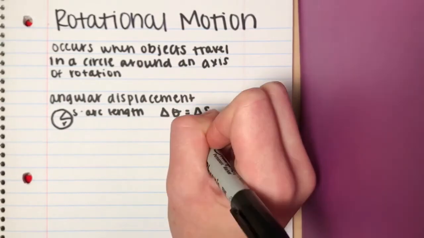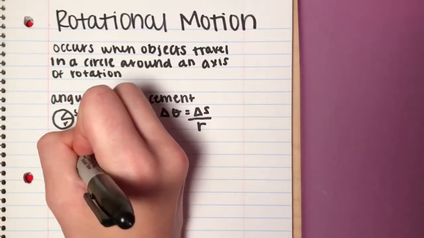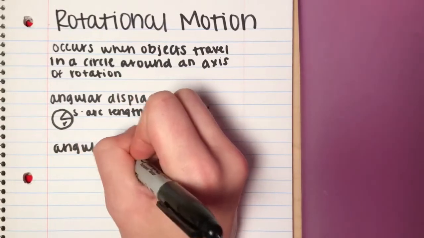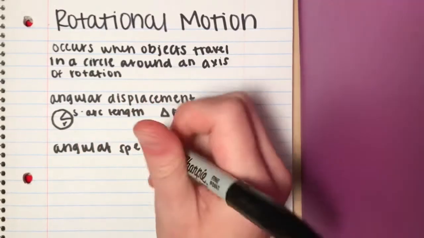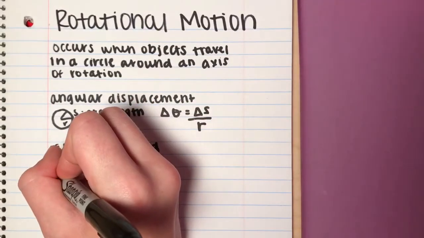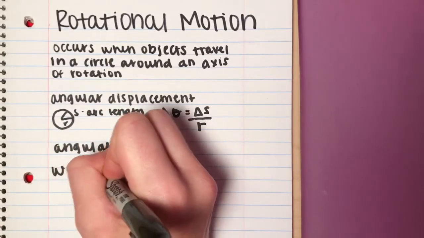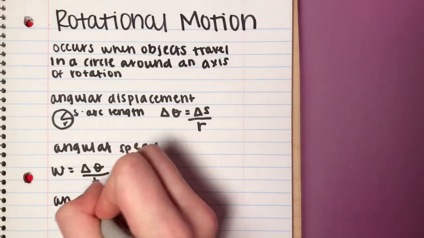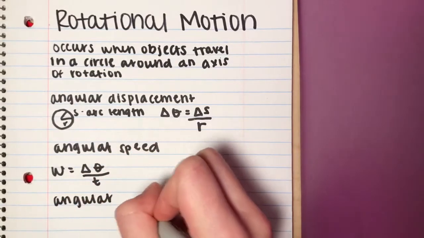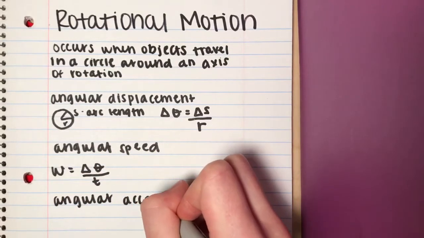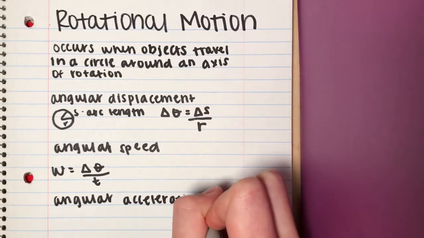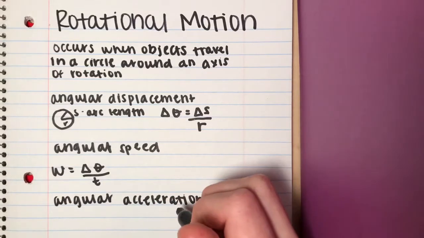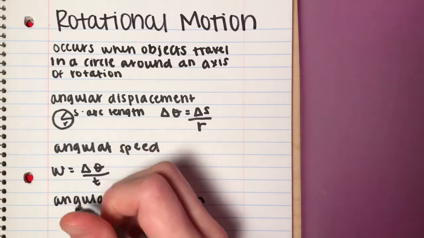The next one is angular speed, or how fast the object is going in a circle. The units for this one are radians per second, and the equation for this is angular speed is equal to change in displacement over time. The linear analog for this is velocity. Next, we have angular acceleration, the changing speed of an object going in a circle. Angular acceleration equals the change in angular speed over time, and this is measured in radians per second squared, and the linear analog for this is acceleration.